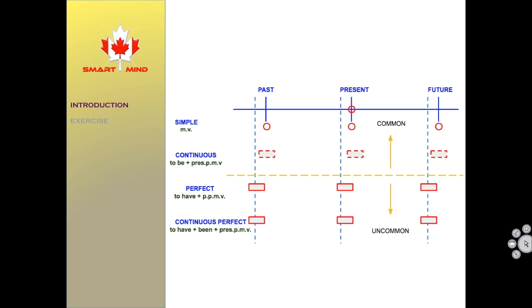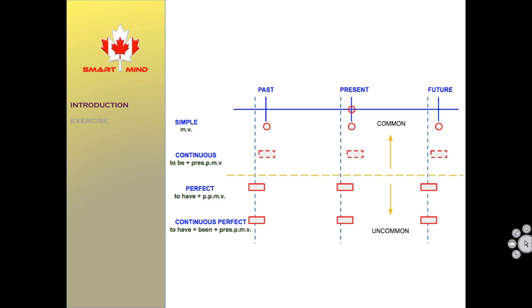This is a table of times and modes. We have times: past, present, and future. And we have the modes: simple, continuous, perfect, and continuous perfect. The most common modes are simple and continuous. The most uncommon modes are the perfect and the continuous perfect.